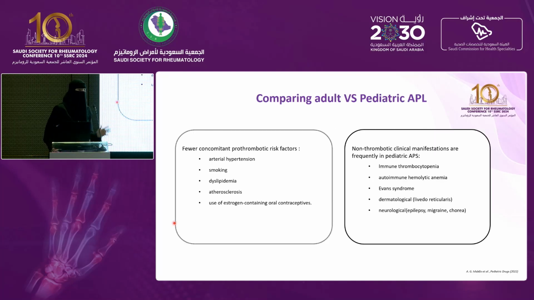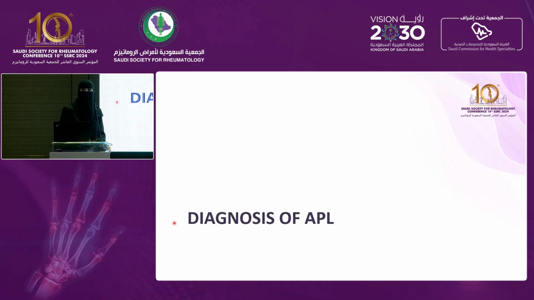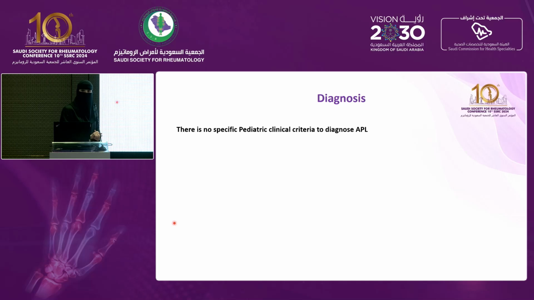What is the difference between pediatric and adult antiphospholipid syndrome? Usually in pediatrics, the challenge we face is that those patients present with non-thrombotic events. They have more non-thrombotic than thrombotic events. They present with hematological, neurological, and sometimes dermatological manifestations. The good thing about pediatric patients is that they have fewer prothrombotic risk factors compared with adult patients. But the problem with diagnosing pediatric antiphospholipid syndrome is that we don't have specific criteria to diagnose those patients.